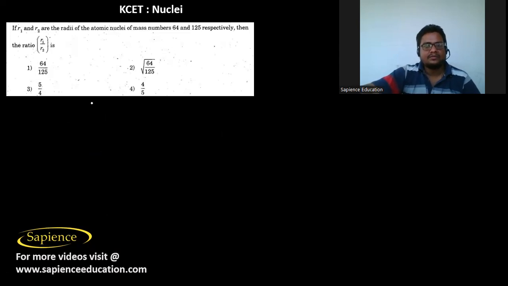Then here it is told, if R1 and R2 are the radii of the atomic nuclei of mass numbers 64 and 125 respectively, then the ratio R1 by R2 is. So we know that the mass of a nucleus is equal to the density of the nucleus times the volume of the nucleus.